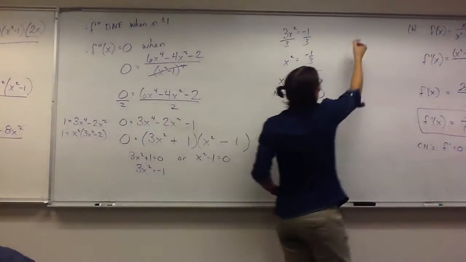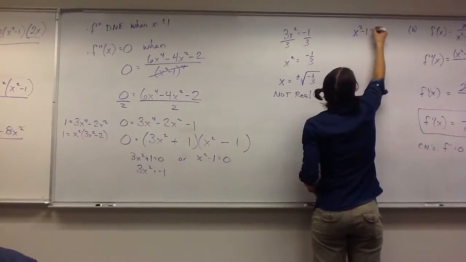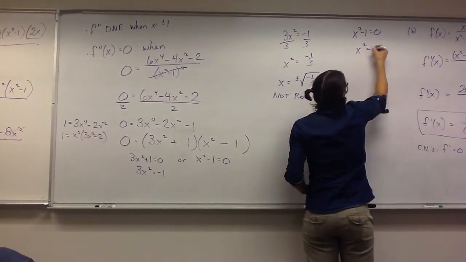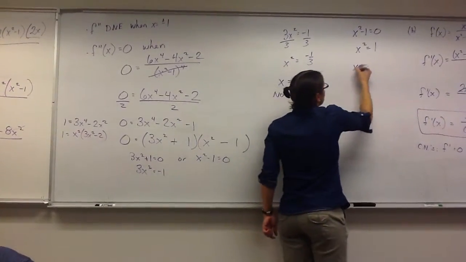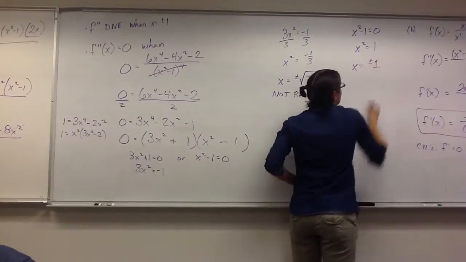Now the x squared minus 1 equals 0. Well, that's the equivalent of looking at x squared equals 1, and so our x value is plus or minus 1.